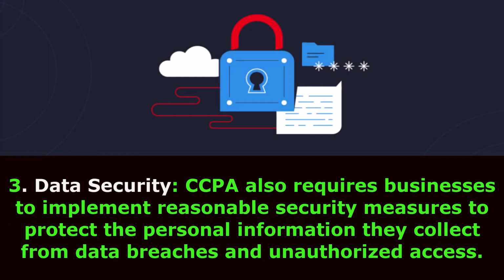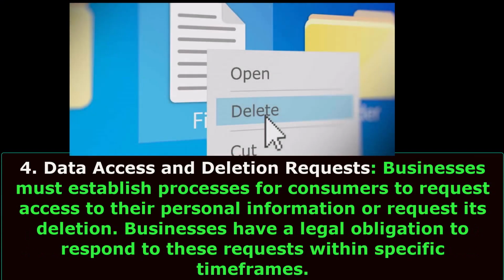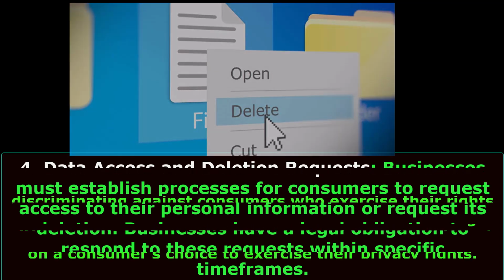3. Data security. CCPA also requires businesses to implement reasonable security measures to protect the personal information they collect from data breaches and unauthorized access. 4. Data access and deletion requests. Businesses must establish processes for consumers to request access to their personal information or request its deletion. Businesses have a legal obligation to respond to these requests within specific timeframes.